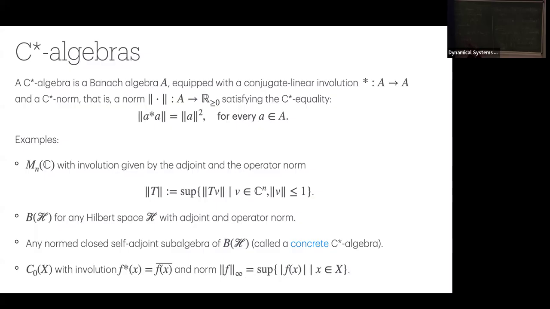Another very important example to keep in mind are continuous functions on some locally compact Hausdorff space. The involution is just going to be pointwise conjugation. And for the norm, we take the supremum norm. And this is a very nice C-star algebra. Unlike these two here, it is actually commutative, whereas these are highly non-commutative. And somehow these are like the two extremes of what can happen in C-star world.